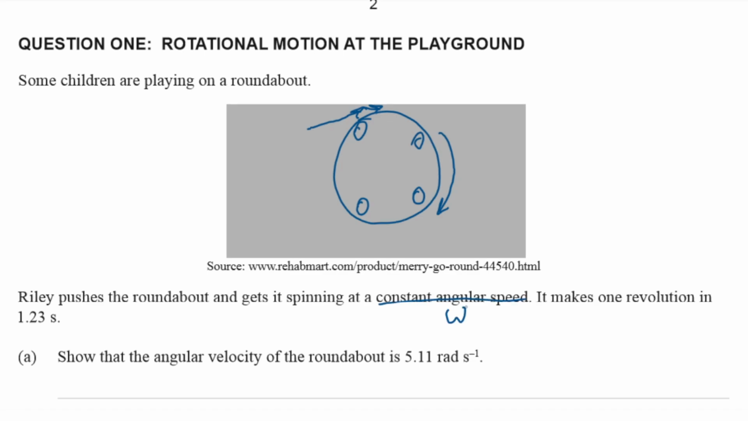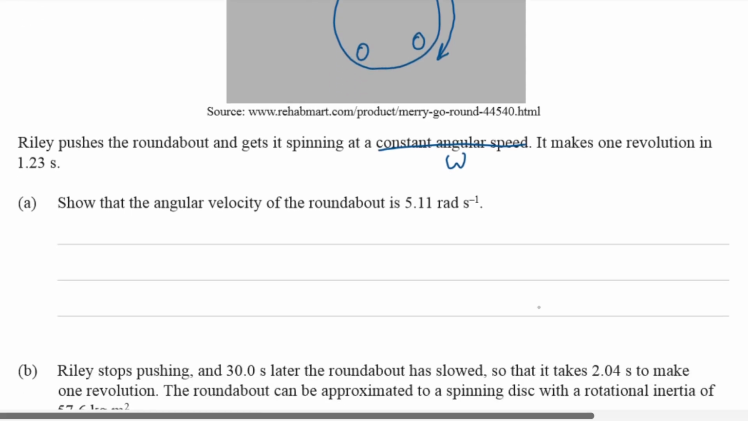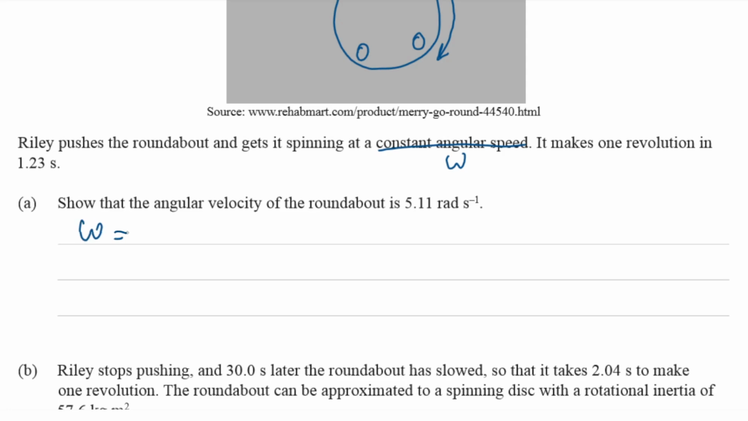Now we're told it makes one revolution in 1.23 seconds, and we're asked to show that the angular velocity is about 5.11 radians per second. So let's just have a think. Angular velocity, there are a few equations you might be thinking of. So at its most basic definition, it's the change in angle, angular displacement, over the time.